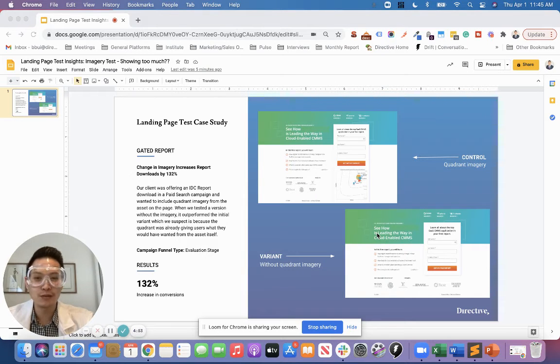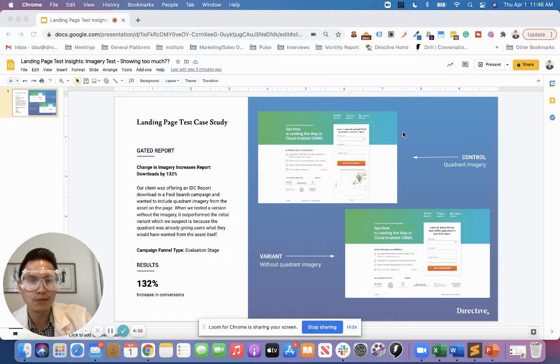Today should be a quick one. We're going to be reviewing a landing page test for a gated analyst report. So if you're in the SaaS space, you've probably seen Gartner reports, Forrester reports, or in this case, an IDC report used as a gated resource for landing pages. And we've seen these work really well because when users are looking for a solution and evaluating different vendors, they want unbiased third-party insight into how these different solutions stack up.